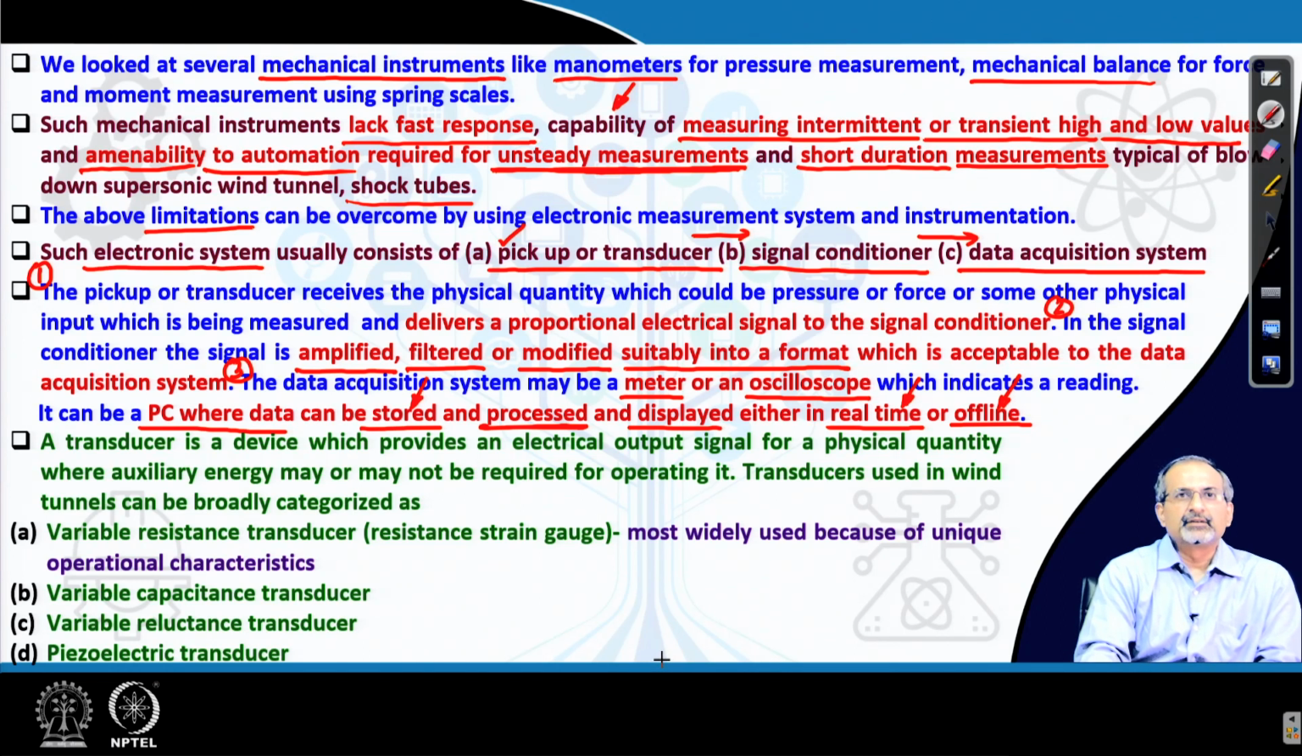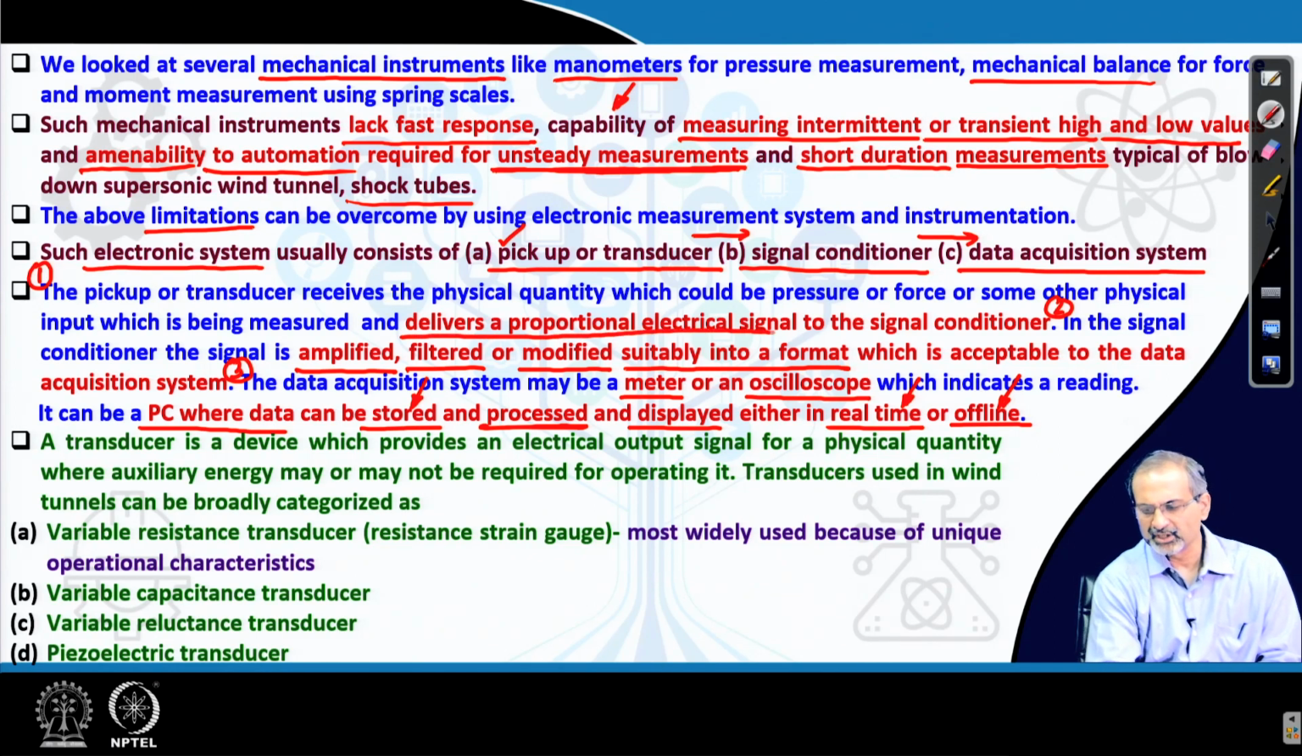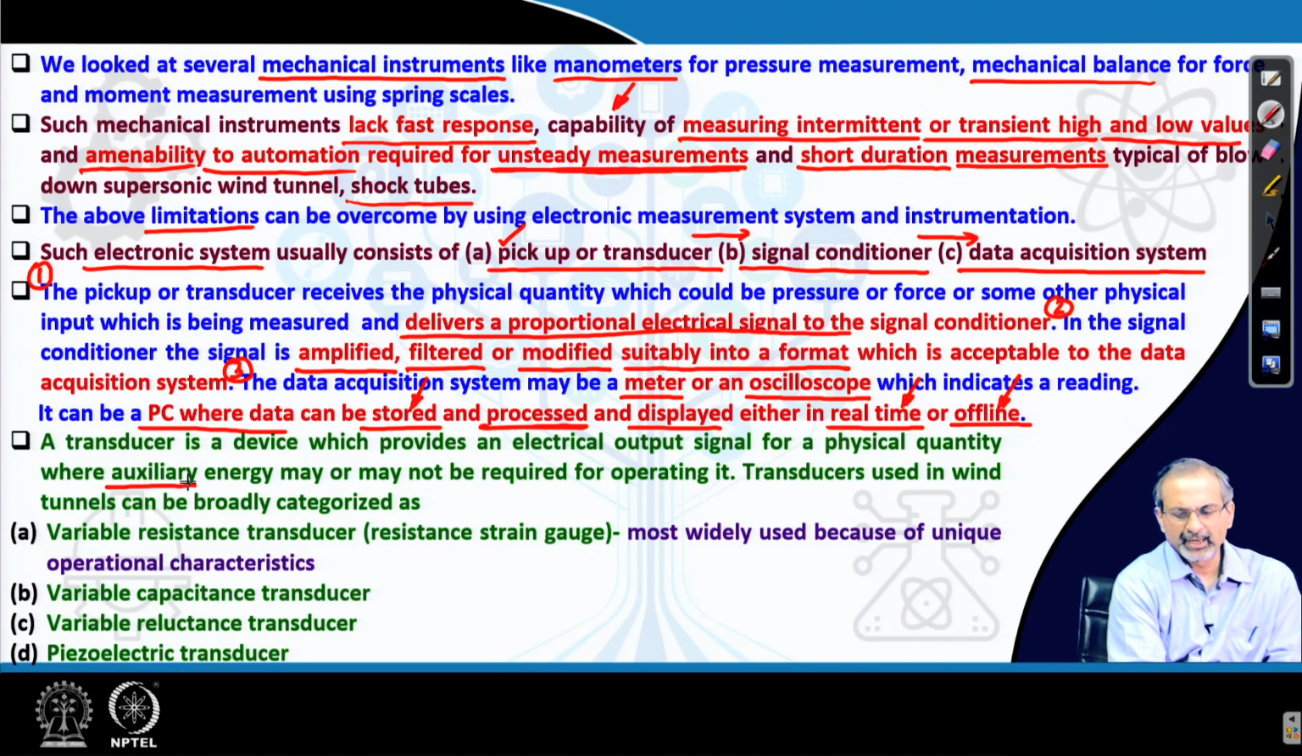A transducer is a device which provides an electrical output signal for a physical quantity where auxiliary energy may or may not be required for operating it. Now, we are saying right from the beginning that the transducer has the responsibility of delivering a proportional electrical signal. So, how is it going to produce that electrical signal? For that, you may actually need to give it some kind of auxiliary energy or power to excite its elements, but that is not a necessity. It depends on the kind of transducer that you are handling.